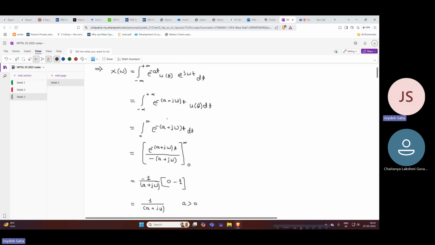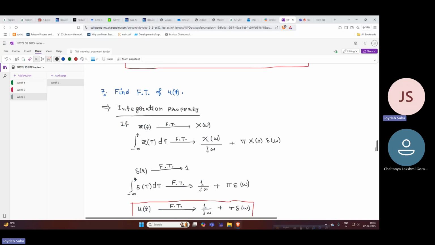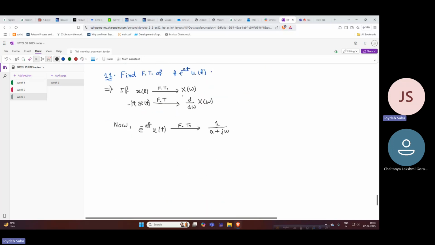And now it is simple integration. We will get e to the power minus (a plus j omega) t divided by minus (a plus j omega), from 0 to infinity. And it is minus 1 upon (a plus j omega) times (0 minus 1), and finally we are getting this, right? So we are using this principle, this formula here.